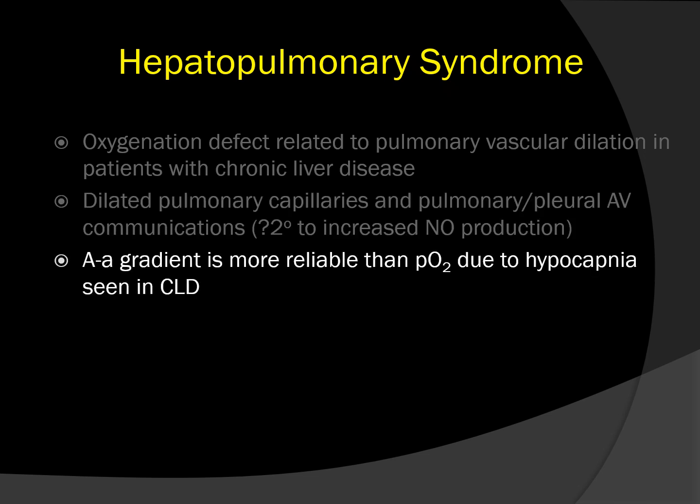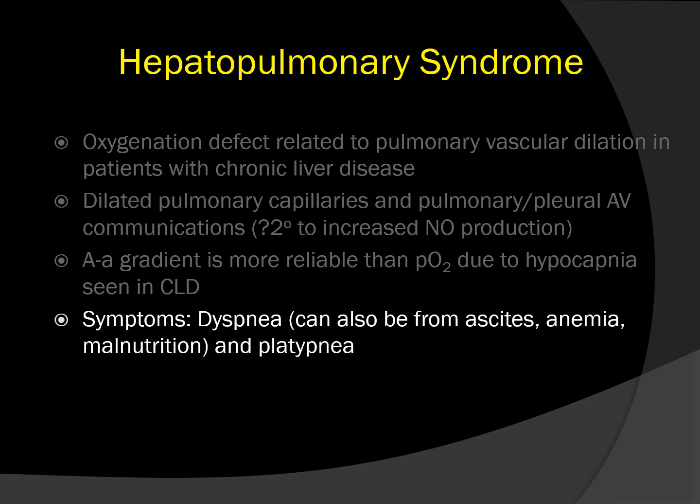The AA gradient is a more reliable indicator of oxygenation problems than the PO2. That's because there is hypocapnia, which partially corrects the PO2. So the PO2 doesn't look as bad as it would have if there wasn't hypocapnia. Remember, there's a reciprocal increase of oxygen when the PCO2 is low and vice versa. Anyway, patients with chronic liver disease are hypocapnic, so it's best to look at the AA gradient rather than the PO2 itself.